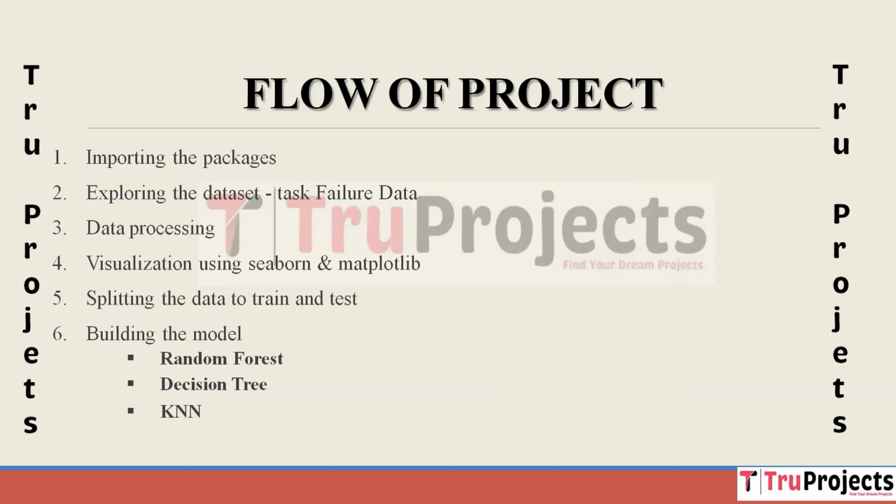Fifth module is splitting the data to train and test. The dataset is divided into two subsets, a training set and a test set. The training set is used to train the machine learning models, while the test set is reserved for evaluating the performance. Sixth module is building the model. This is a pivotal module where various machine learning and deep learning models are constructed for task failure prediction.